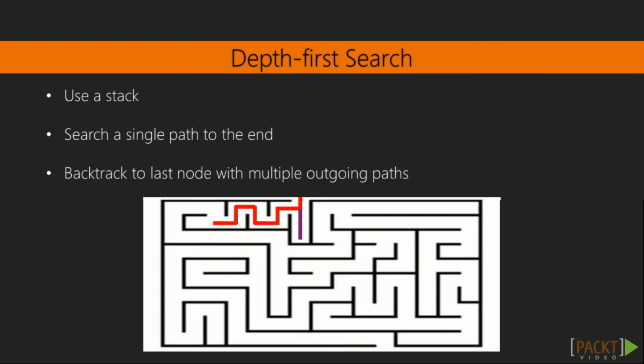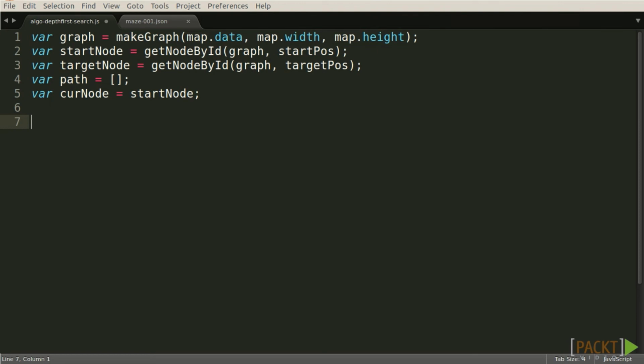Next, whenever you come to a fork in the road, you add that node to the stack. This way, when you arrive at a dead end, you simply pop the node off the stack and continue searching the alternate path from the last fork in the road that you've stumbled upon. The implementation of this algorithm is surprisingly simple.